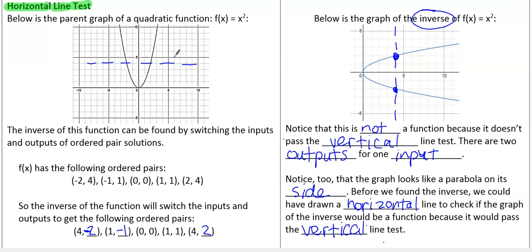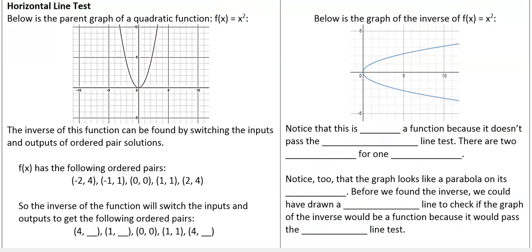So if we use this horizontal line test on any function, f of x equals x squared is a function. But if we had checked with the horizontal line test and it fails, that means its inverse would not pass the vertical line test, and therefore the inverse wouldn't be a function. The original function, definitely a function. Its inverse, not a function. Let's go into more detail about why this happened. It's a little strange and it takes a little getting used to.